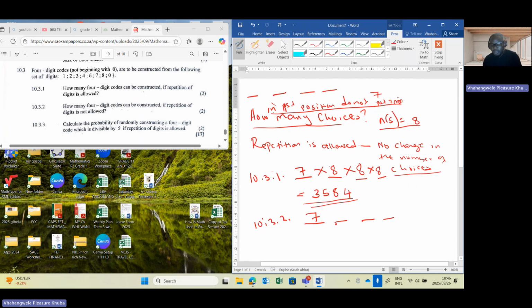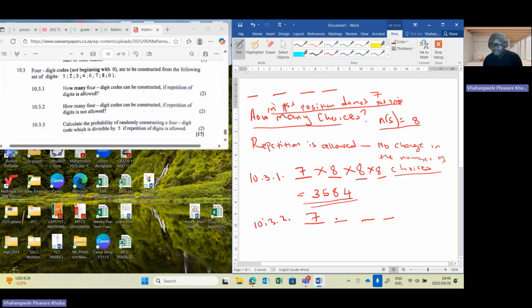So now, can we use 0 in position 2? Yes, we can use 0 in position 2. But now listen, we have a problem. Whichever number you decide to use in position 1, you can no longer use in position 2. Why? Because repetition is not allowed, but you can use 0 there.